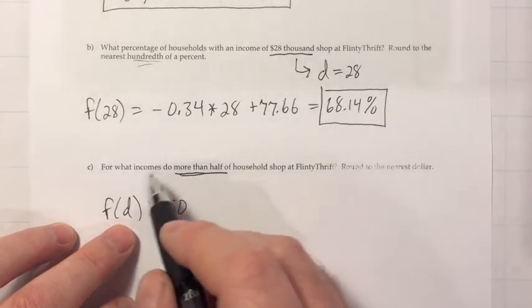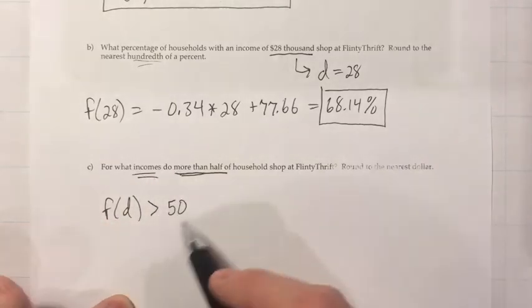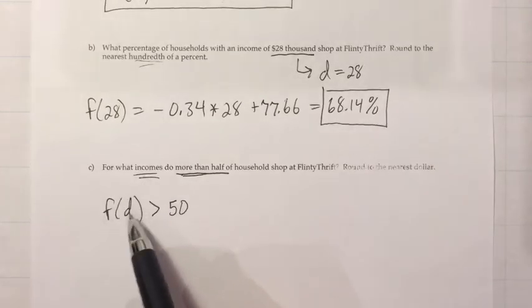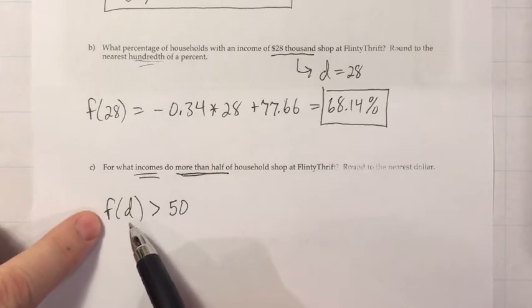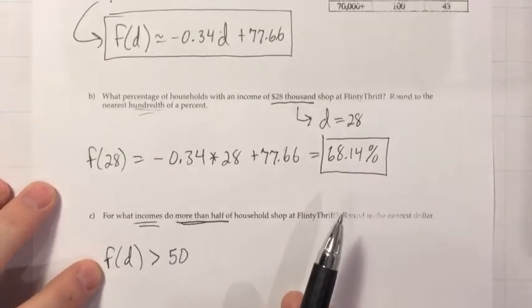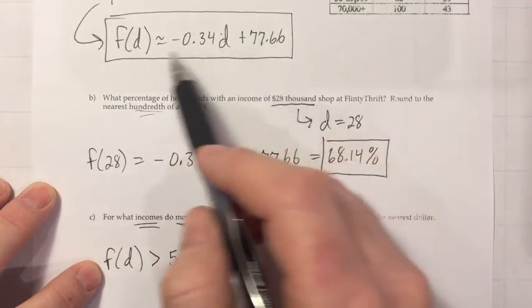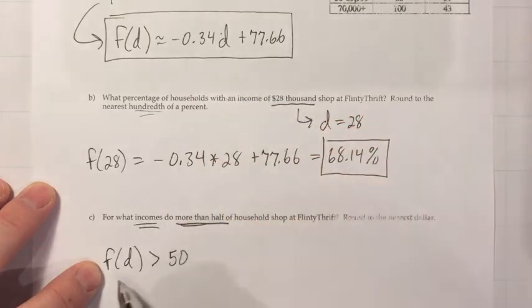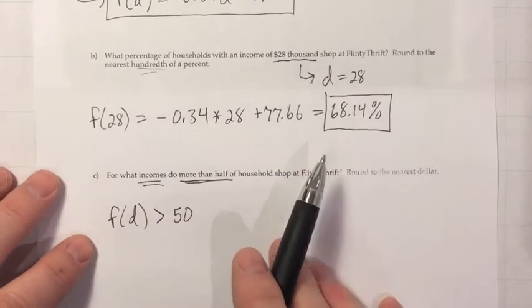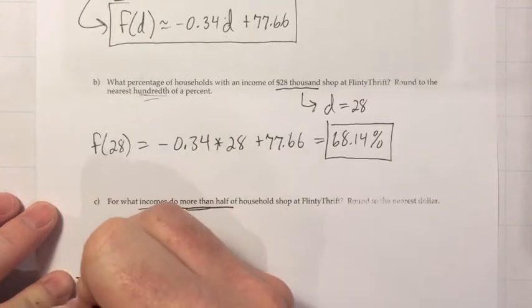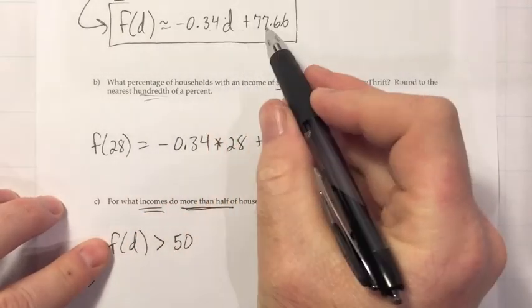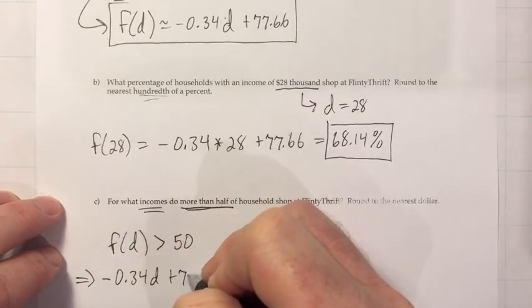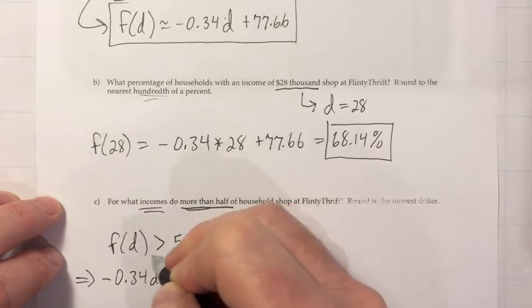The problem is they want us to solve for incomes, and this is already kind of simple and done, right? But it's not solved for incomes, it's solved for a percentage. So we need to somehow get the income d in there. So the way we do that is we go back up to this equation that we came up with that says f of d is equal to this expression, and we substitute this right-hand side in place of that f of d right there. So if we do that, we get on the left-hand side, instead of f of d, I'll write that equation up there, negative 0.34d plus 77.66, and then I just keep writing the rest of it, right?